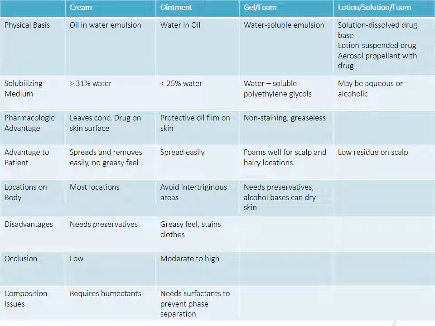So if you're looking here, you can compare a few of the different dosage forms. Say, an ointment. If you had to consider one to be the most occlusive, with the most staying power, it's the ointment. This is going to be more of a water and oil emulsion, which means that the oil component is going to be the primary component.